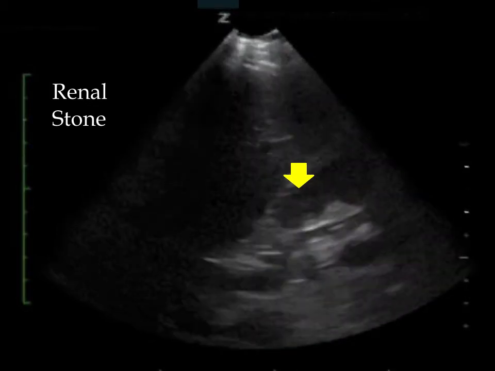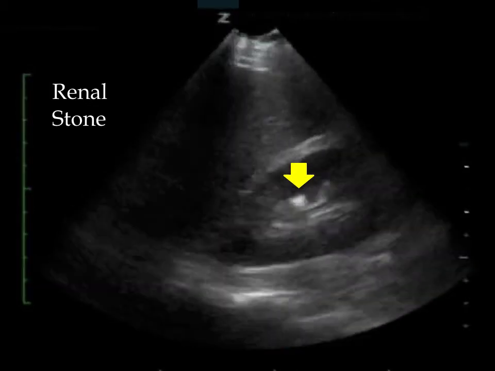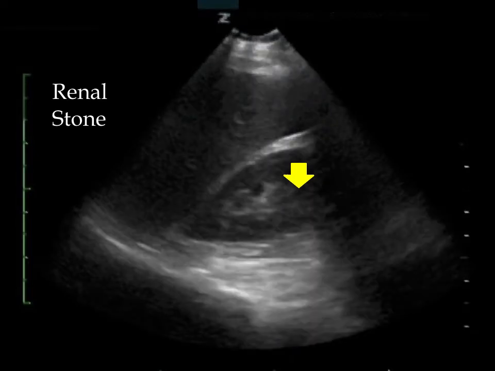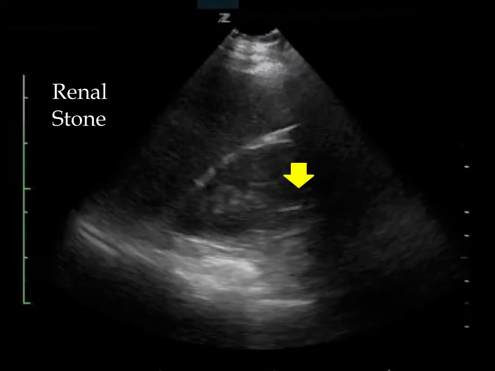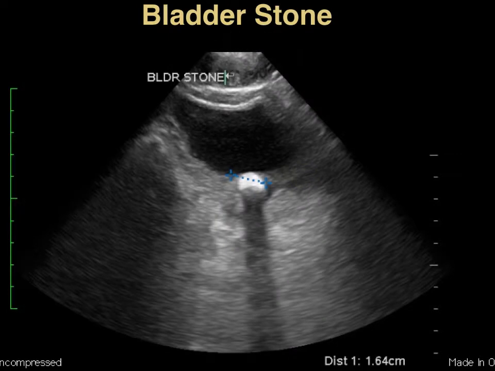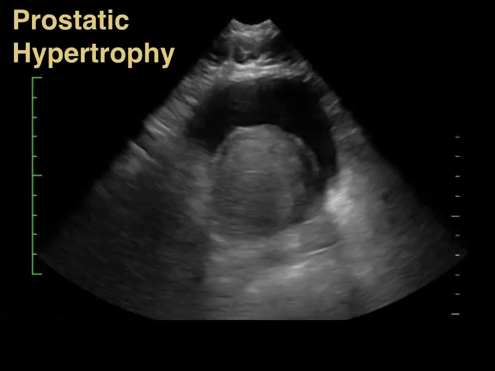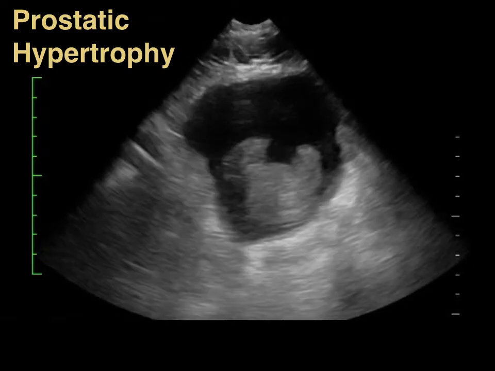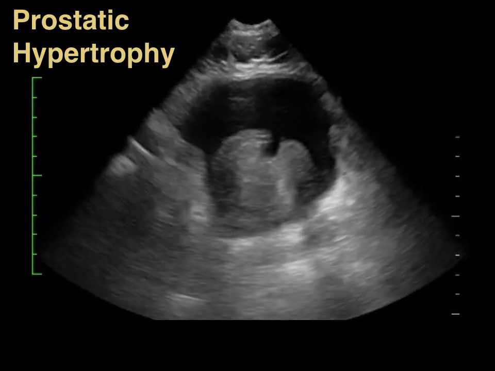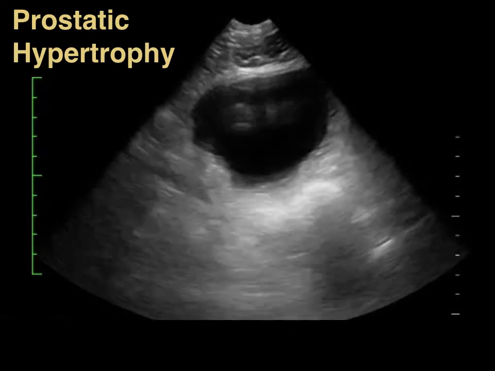In this video, we have an example of a renal stone. If you look just below the yellow arrow, you will see a small hyperechoic stone with some posterior shadowing. A much more obvious example is this bladder stone, likely sitting at the urethral opening. Here we have an example of prostatic hypertrophy. While it may look like a potential mass sitting within the bladder, if you look carefully, you can actually see the prostatic urethra traveling through the ventral surface.